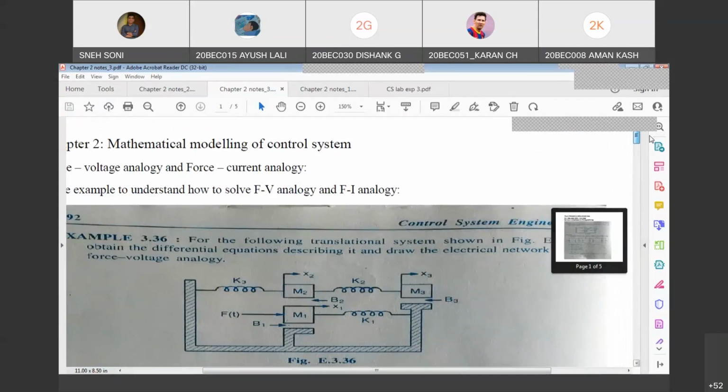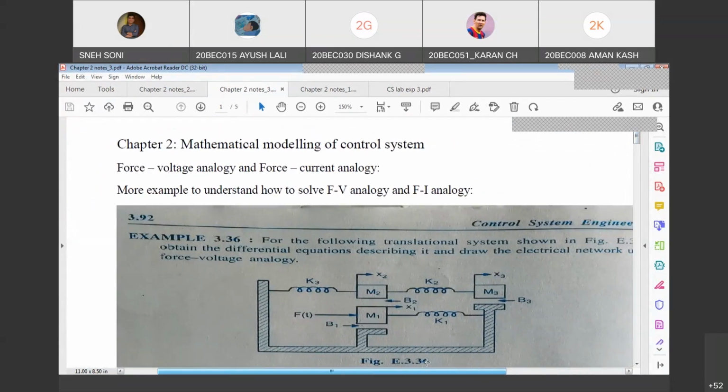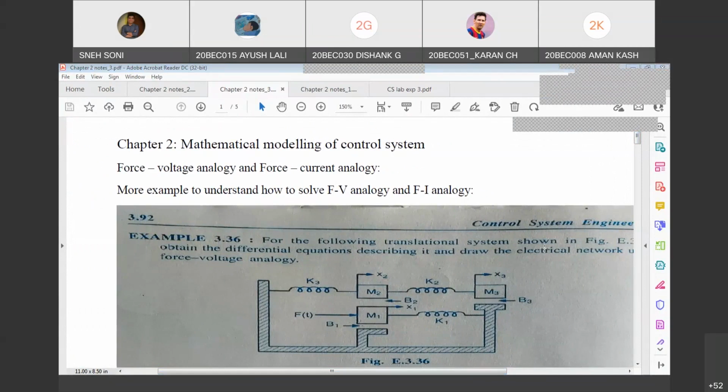Fine. So I hope the discussions we had today were clear, right? All the points you have understood. You have practiced more examples of force voltage and force current analogy, right? You repeat the same and solve the last problem.